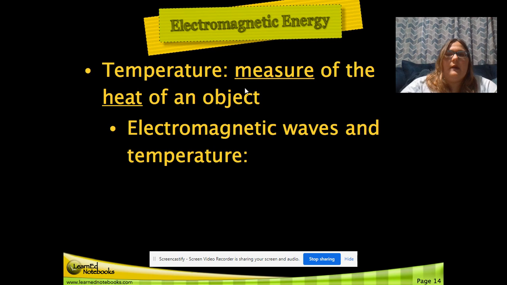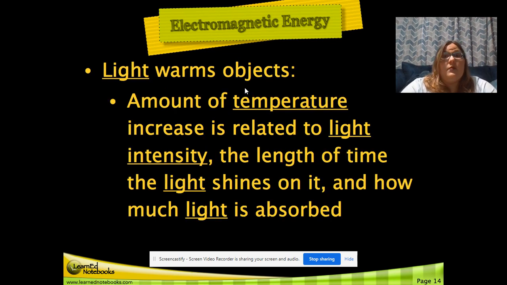So electromagnetic waves and temperature. Light warms an object. So the amount of temperature increase is related to the light intensity. Do you have a 60-watt bulb, 120-watt bulb? Those produce more heat. Then the length of time the light shines on it. Did you turn it on for 5 minutes? Has it been on for 5 hours or 5 days? That all tells you the difference in how hot the bulb can be and how much light is absorbed.